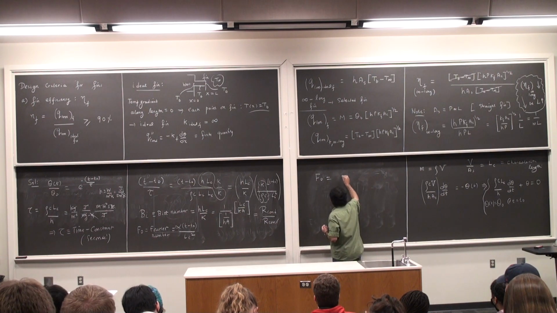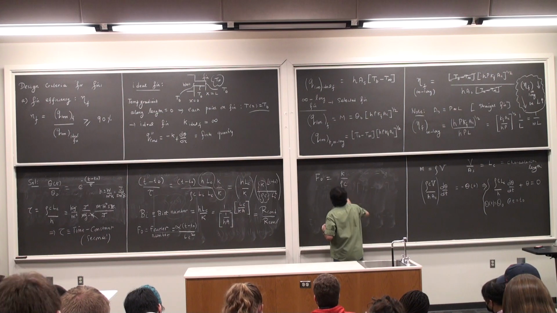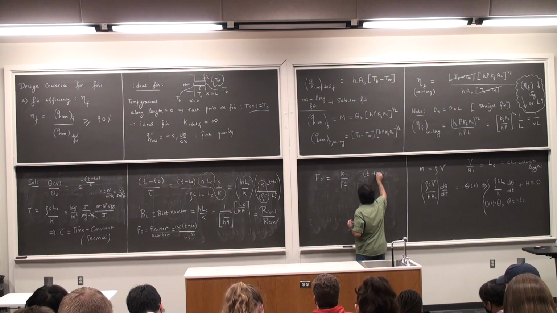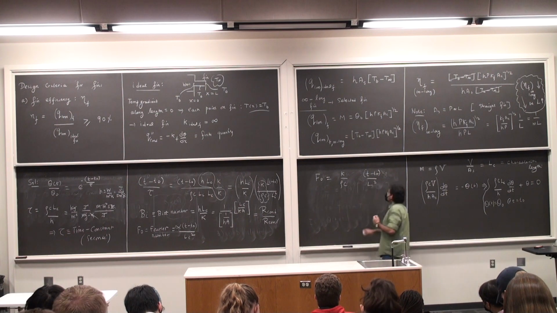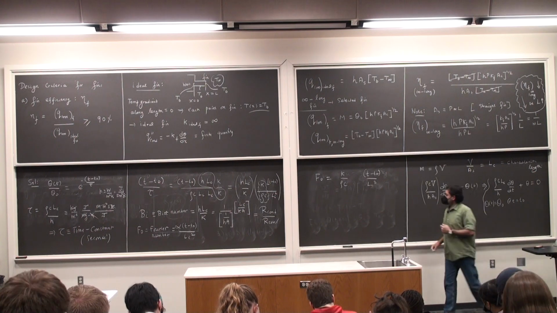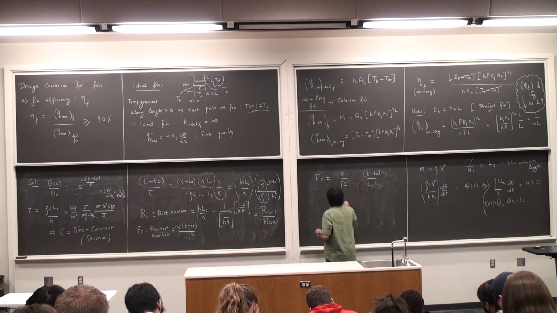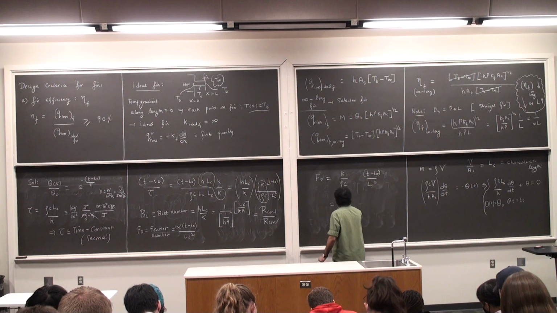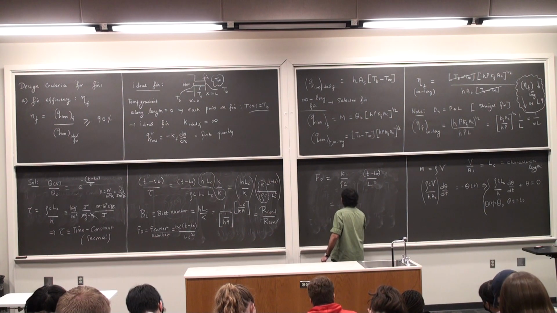Okay, so look at the Fourier number very quickly, which is k by rho C, (T minus T naught), Lc square. T minus T naught, I'm going to call it delta T. Okay, so this is k, rho C, Lc square.